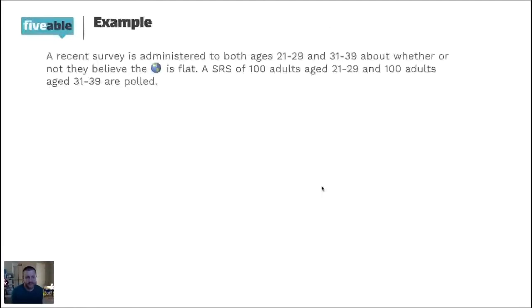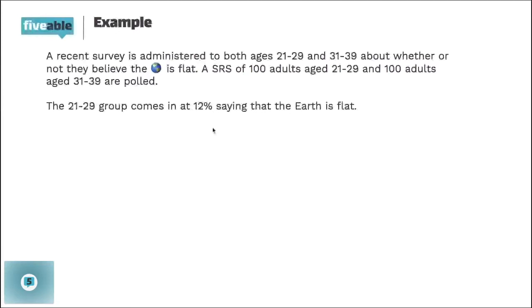Okay. So an example. It says a recent survey is administered to both ages 21 through 29 and 31 through 39 about whether or not they believe that the earth is flat. A simple random sample of 100 adults aged 21 through 29 and 100 adults aged 31 through 39 are polled. The 21 to 29 group comes in saying that 12% said that the earth is flat. And the 31 through 39 age group comes in saying that 10% of them say the earth is flat. So here are our two populations, our two samples.